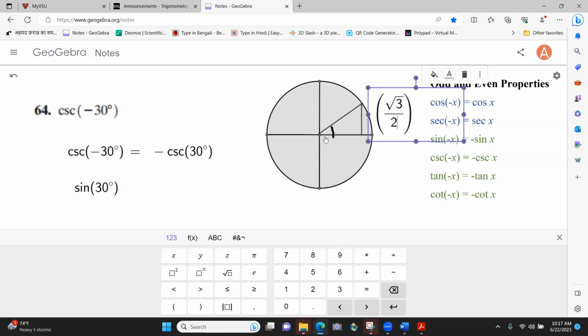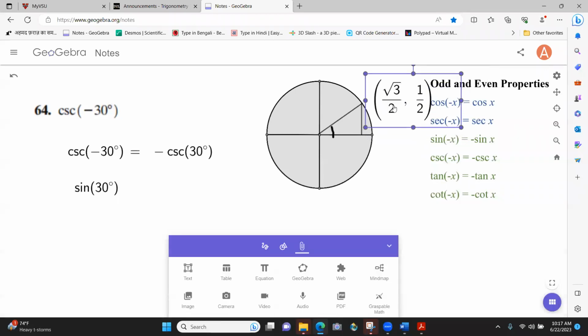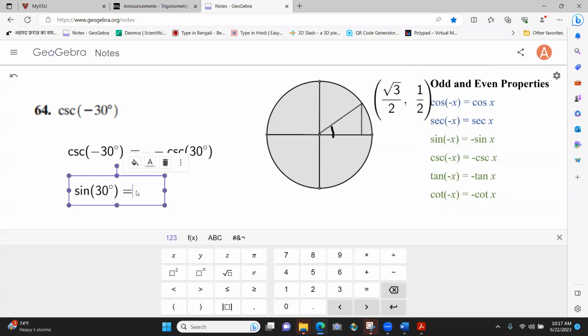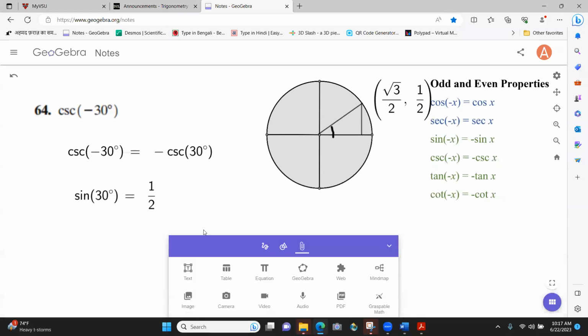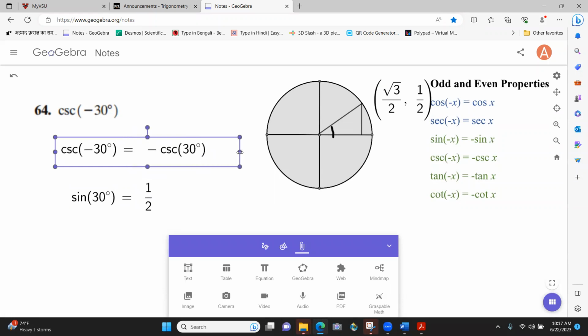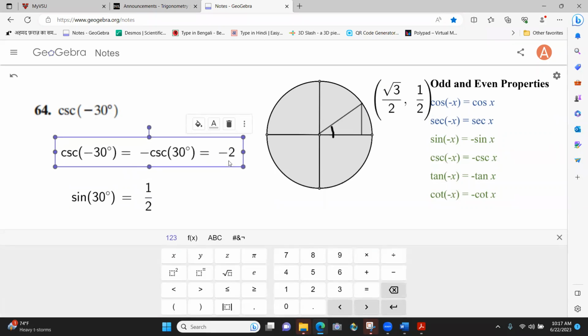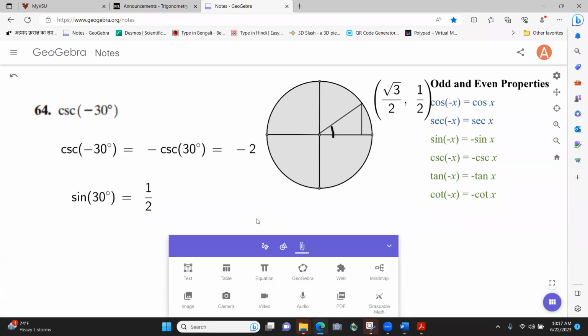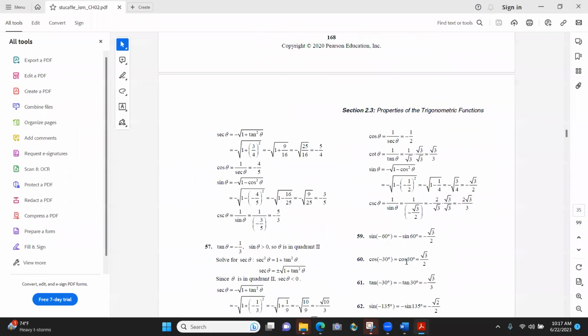This line here, from that triangle we discussed, is square root of 3 over 2. And this line here is half. So y is half, x is square root of 3 over 2. That sounds about right. This point right here. So that tells me sine theta is the y coordinate. That is half. But I don't want sine theta. I want cosecant theta. Cosecant theta is going to be 2. But don't forget the minus sign. The answer is -2. Okay? And I'm going to check my answer real quick. 64. Let's see what they're getting.